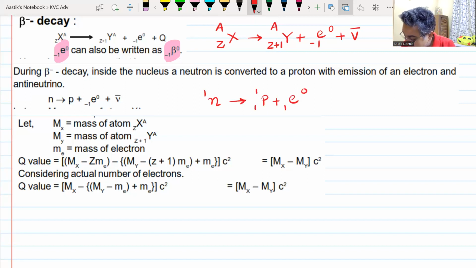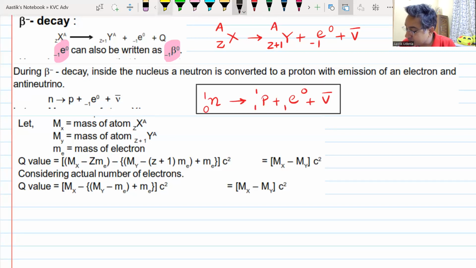Neutron has a mass number of 1, charge or atomic number as 0, plus an antineutrino. So what you can see here is this reaction is taking place inside the nucleus. I hope you understand this. This reaction is taking place inside the nucleus, and therefore the beta particle and the antineutrino are emitted from inside the nucleus.